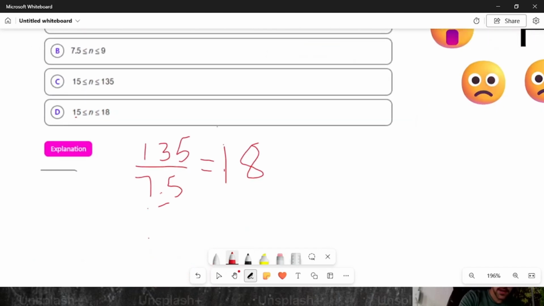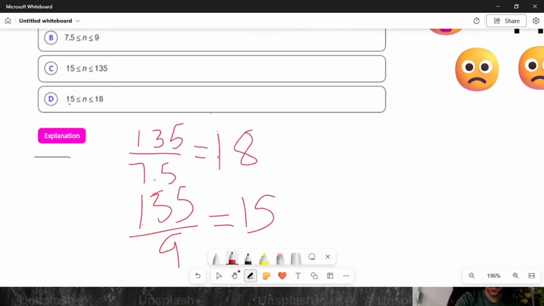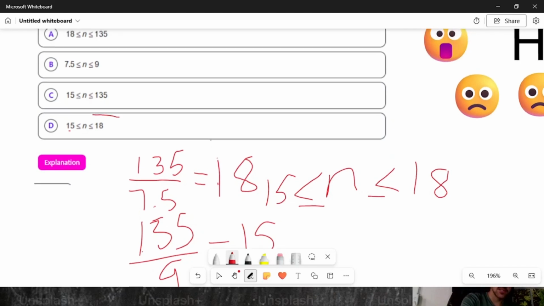So I put 135 divided by 9 on Desmos, it gives me 15. So then I know that n, the total possible number of parking spots, has to be either greater than or equal to 15, because we're told at least, or less than or equal to 18, because we are told at most. So that would be answer D.